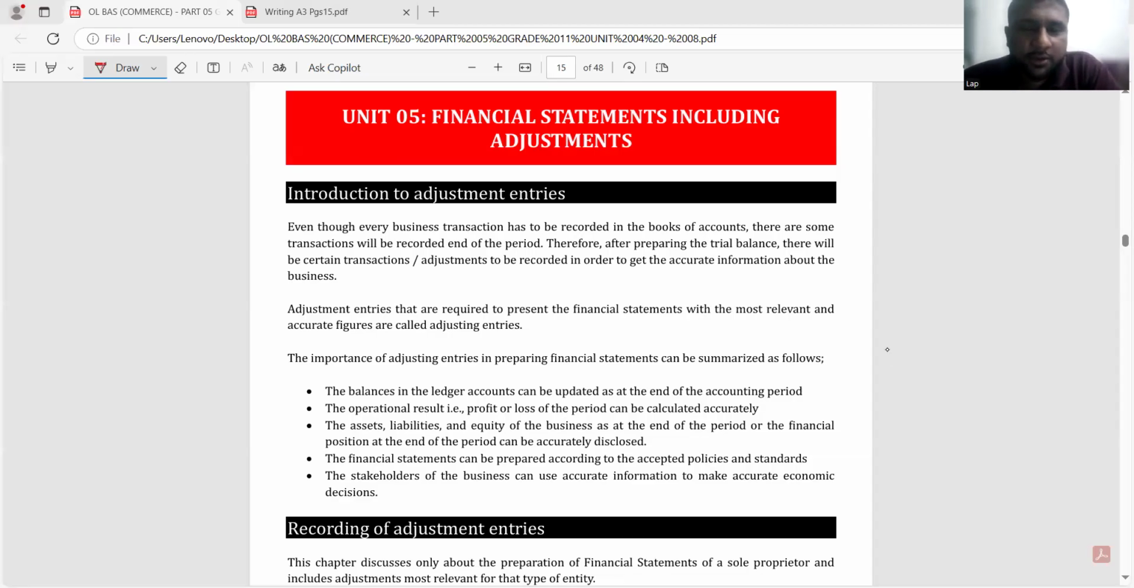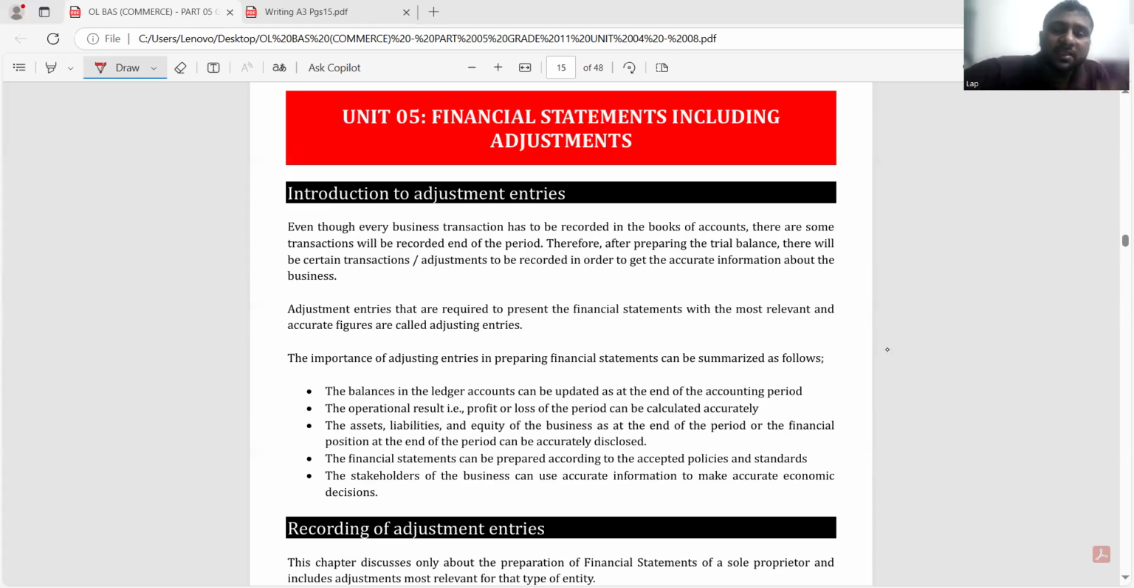Okay. So in our previous session, we completed the financial statements without adjustments. So today, what are we going to learn? How to do the adjustments of the financial statements. So what are the financial statements that you have for the O levels? It is the statement of profit or loss and statement of financial position, which is the income statement and the balance sheet.